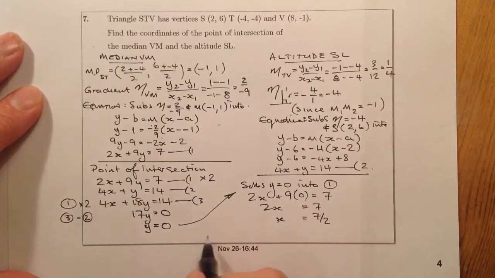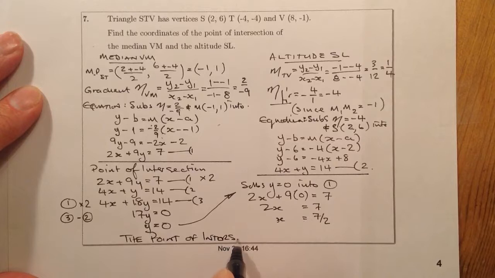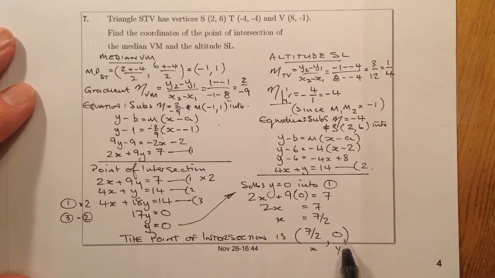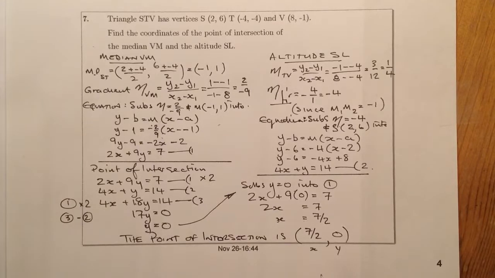So what I can then state is that the point of intersection is, and I must state the coordinates, and I'll do them correctly. I'm going to put the x coordinate first and 0 next, for the y. So the point of intersection is 7 upon 2, 0. That's the coordinates, and that's the coordinates that we found on the diagram.